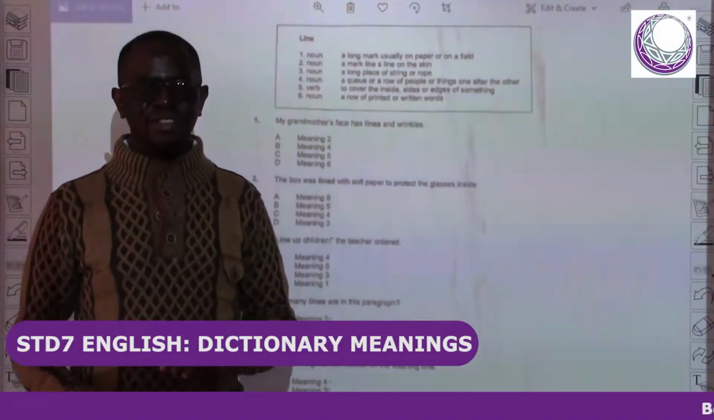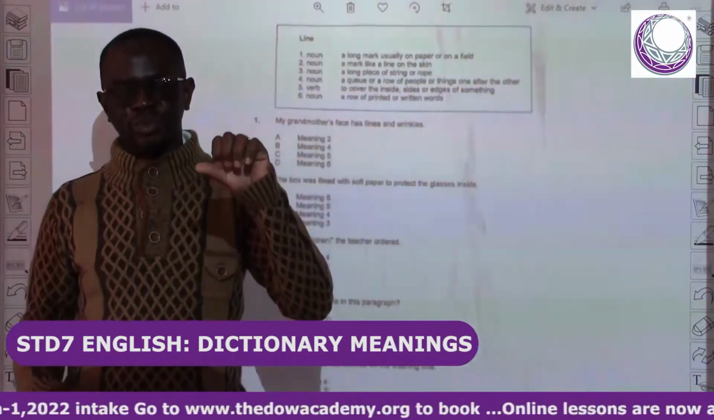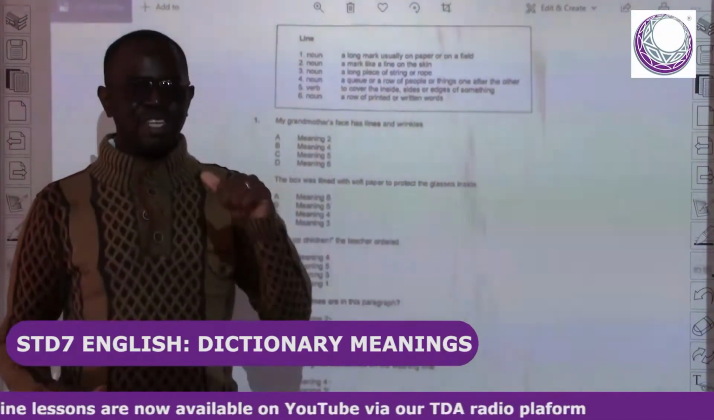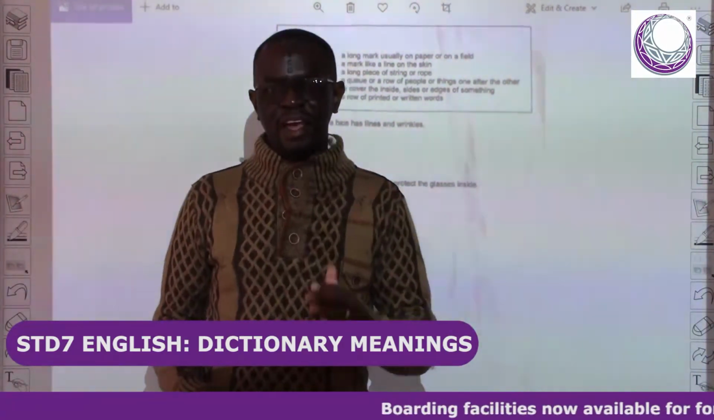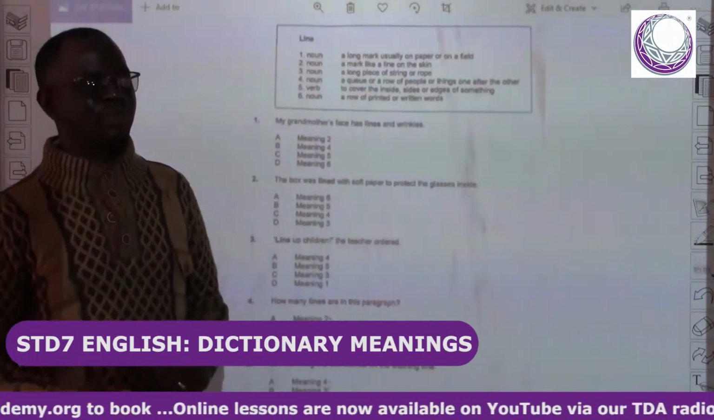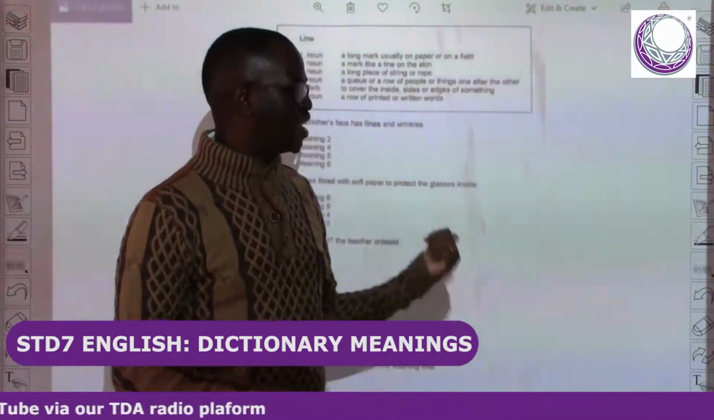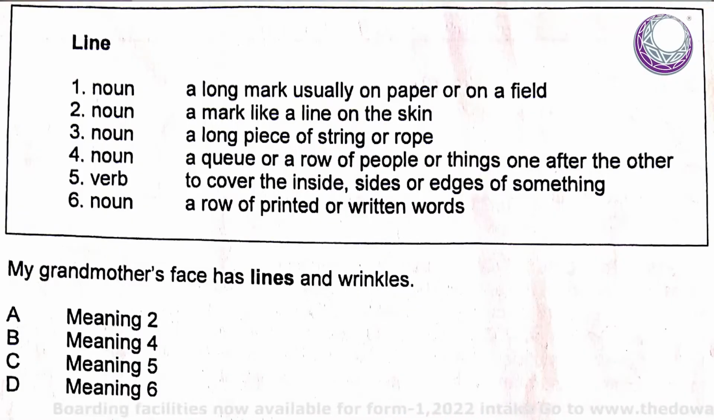So dictionary meaning is interesting, but you need to understand the words that you are going to use in the sentences that are given, and the words must be understood as used in the context. So this is what we're going to do today. So I want you to pay attention and see how far we can go with our lesson. In the first place, if you check on my board here, I have the word line that is used, and the word line is described in different ways.